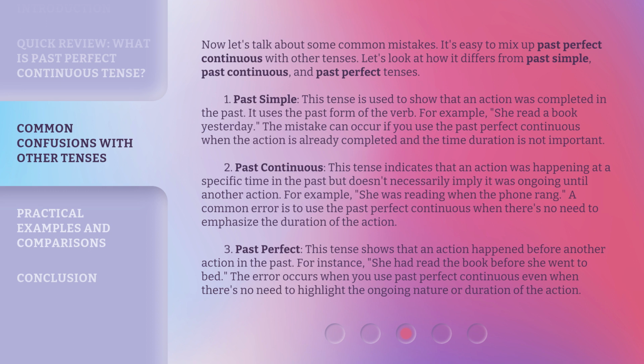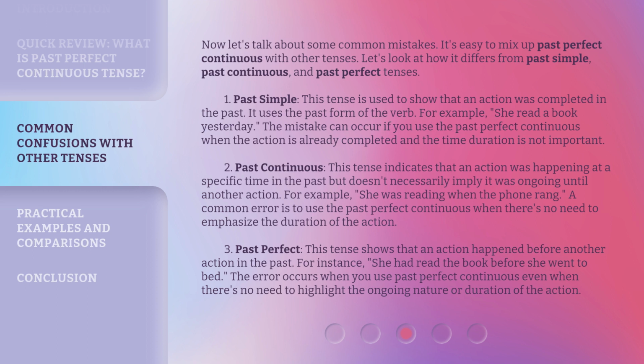1. Past simple. This tense is used to show that an action was completed in the past. It uses the past form of the verb. For example, she read a book yesterday. The mistake can occur if you use the past perfect continuous when the action is already completed and the time duration is not important.